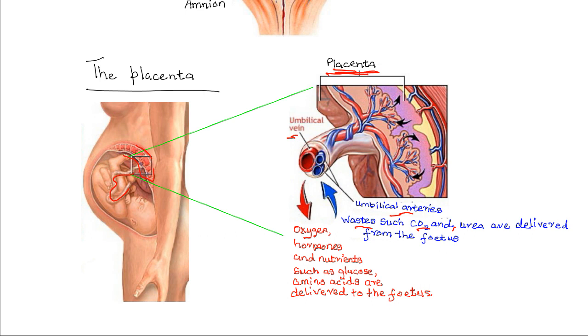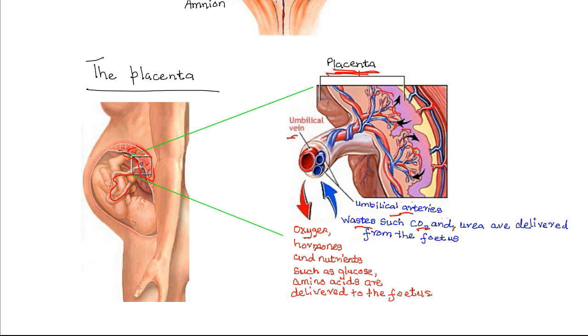1. It presents a large surface area. This is further increased by the chorionic villi, to increase the rate at which substances exchange or move across. Secondly, the placenta has a thin membrane or barrier separating maternal and fetal blood for faster exchange of substances.